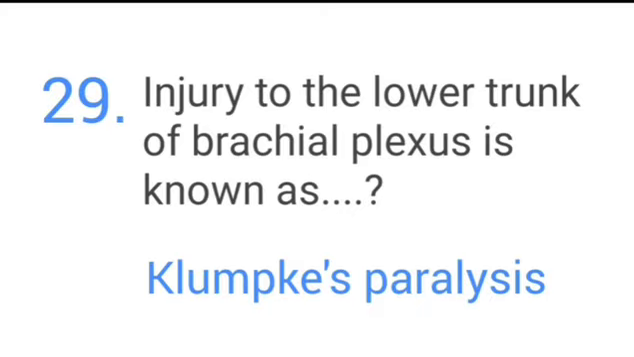Injury to the lower trunk of brachial plexus is known as dash. Klumpke paralysis.